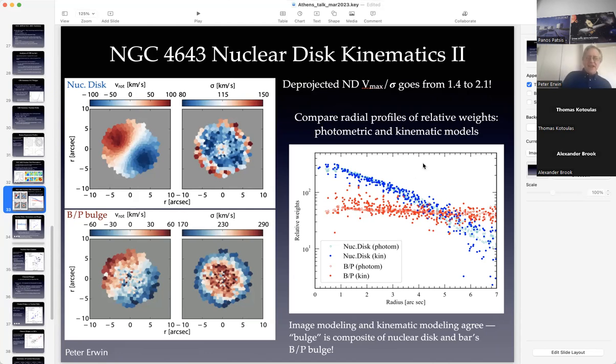Now, the other thing, and unfortunately I can't show you the animation, which makes this a little bit clearer, is a plot of the nuclear disk region showing the relative weight of the two different components. The dark blue points and the filled red circles are from the kinematics, so this is from the 2D decomposition. The lighter open symbols are from the photometric decomposition, from our analysis of the HST image. And the main point here is that they basically show the same thing. They show the BP bulge component has a very shallow profile, which dominates at around 7 arc seconds, but is subdominant in the center. And then the nuclear disk component has a steeper profile. In fact, it's a broken exponential profile, which dominates in the inner region. And we get the same result from the kinematic decomposition as we get from the photometric decomposition, which is really kind of neat.